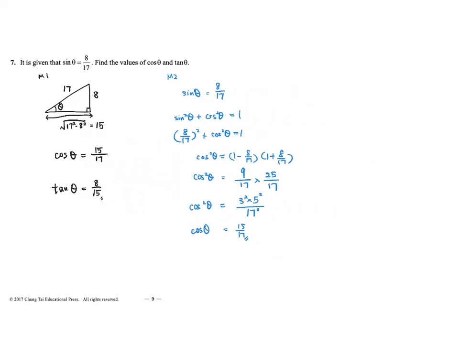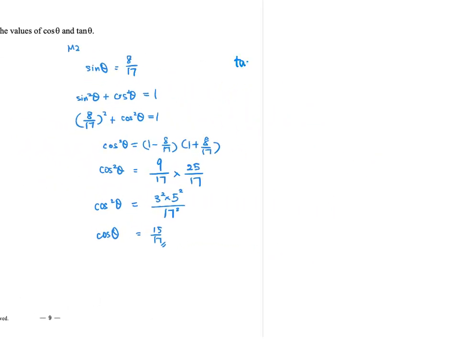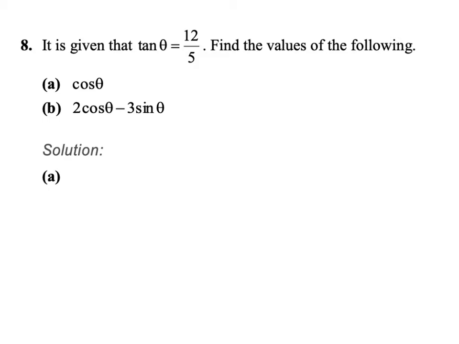As you know, tangent theta equals sine theta over cosine theta. That is why you will have 8 over 17 over 15 over 17. When you multiply 17 for both numerator and denominator, you have 8 over 15 at the end. This is method 2. For this one, now you are given tangent theta equals 12 over 5. So basically, you can just set up the equation like this, and you draw it, 12 and 5 here. Then you can find the hypotenuse.